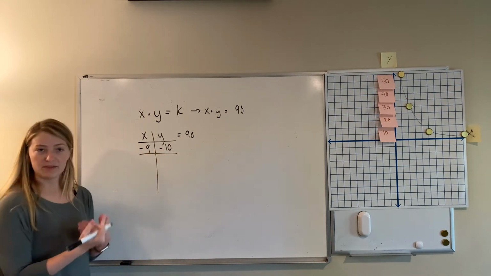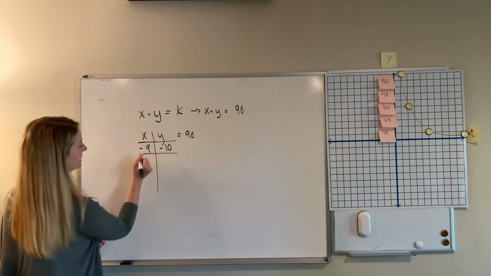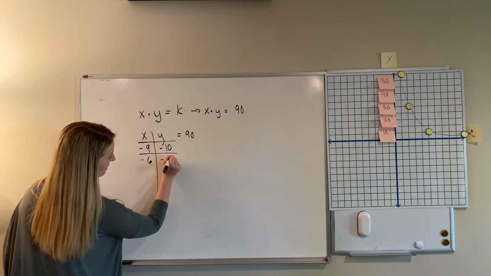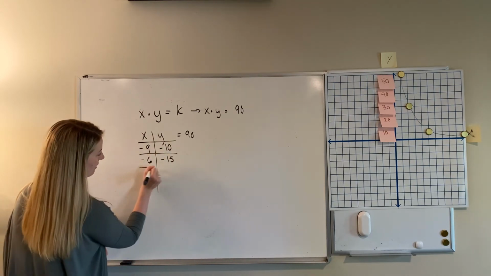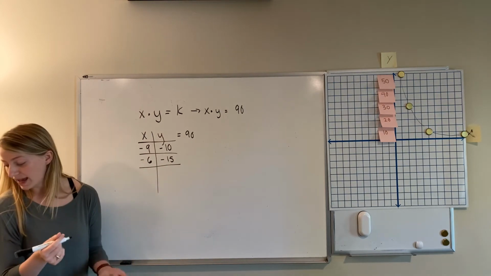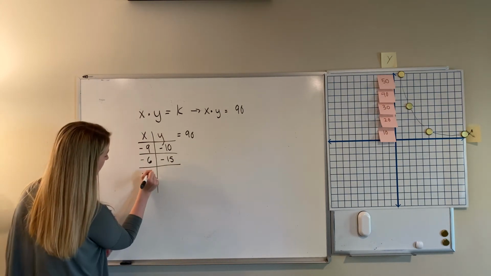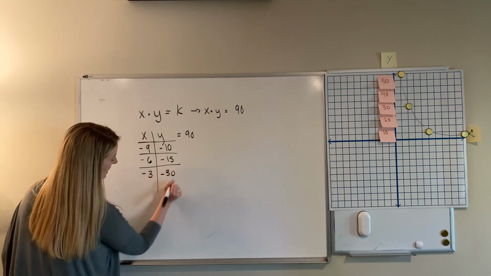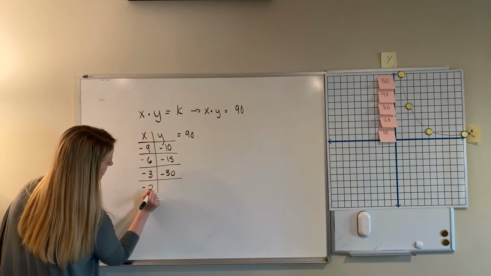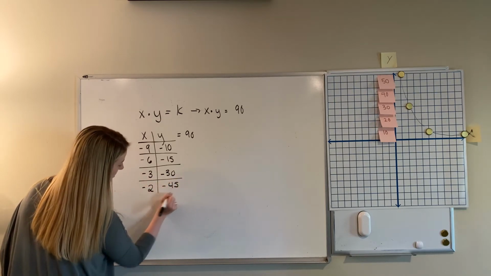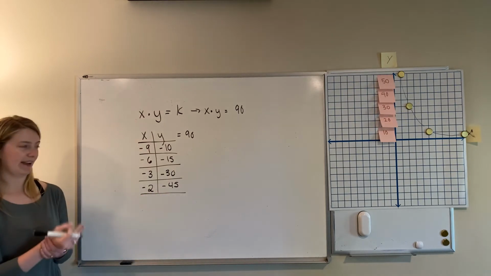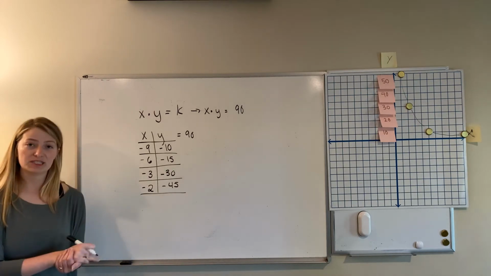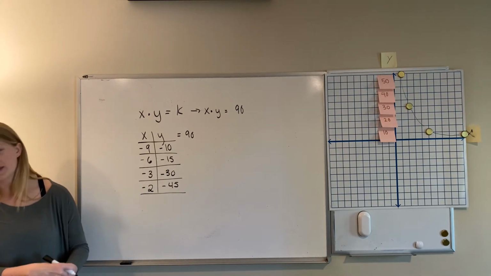I'll use the values that they gave me from the very beginning to prove what my constant was. I'll say, okay, what about negative 6? Negative 6 times negative 15 equals 90. Very good. What are some other values I have? I have negative 3 and I have negative 2. Negative 3 times what equals 90? Negative 3 times negative 30. Negative 2 times negative 45. All equal 90. So I've come up with all possible negative values for x and y that produce a positive 90. And then I'm going to keep going.